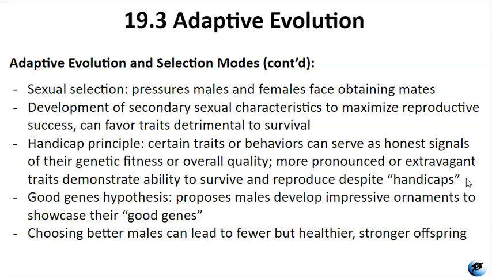According to the good genes hypothesis, males develop impressive ornaments to showcase their efficient metabolism or their disease-fighting abilities. Females then choose males with these traits as it signals their genetic superiority, which would be passed on to their offspring. While some may argue that females shouldn't be picky to maximize their number of offspring, choosing better males can be beneficial. Having fewer but healthier offspring can increase their chances of survival more than having many weaker offspring.